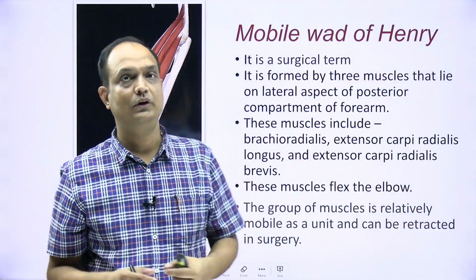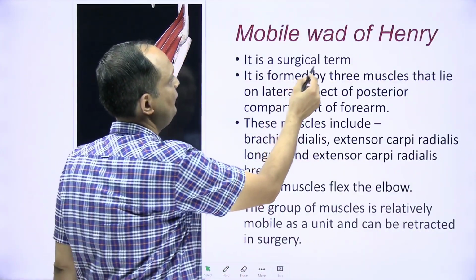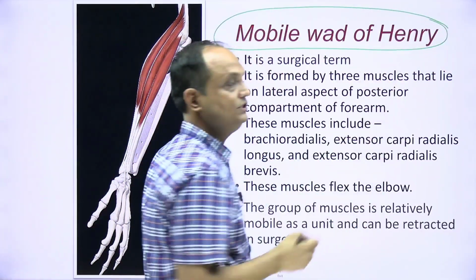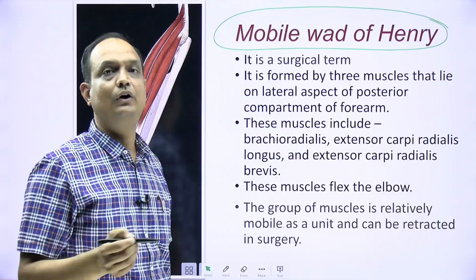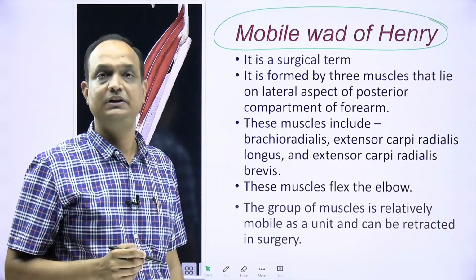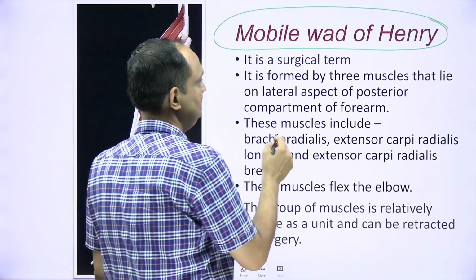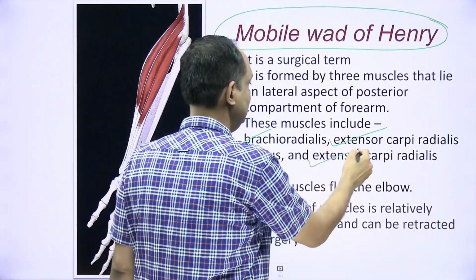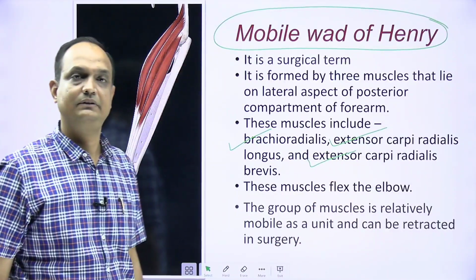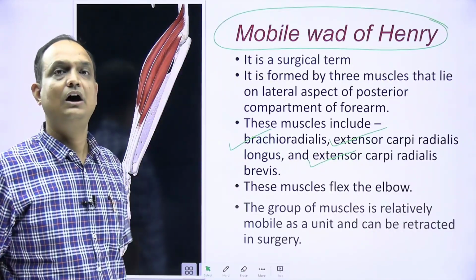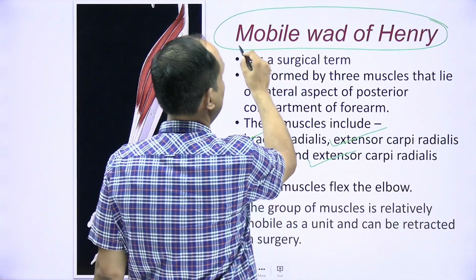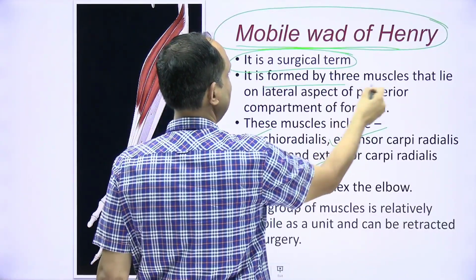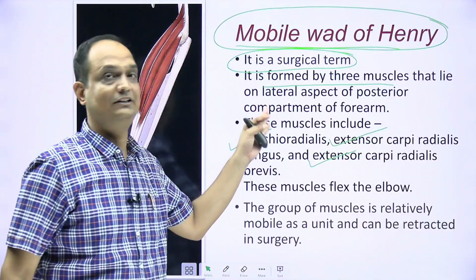Now, there is one more term, known as the mobile wad of Henry. The mobile wad of Henry is a surgical term used for these three muscles which we just finished. What are these three muscles? These three muscles are brachioradialis, extensor carpi radialis longus, and extensor carpi radialis brevis. All these three muscles are also known as the mobile wad of Henry, which is a surgical term, and it is formed by the three muscles lying on the lateral aspect.